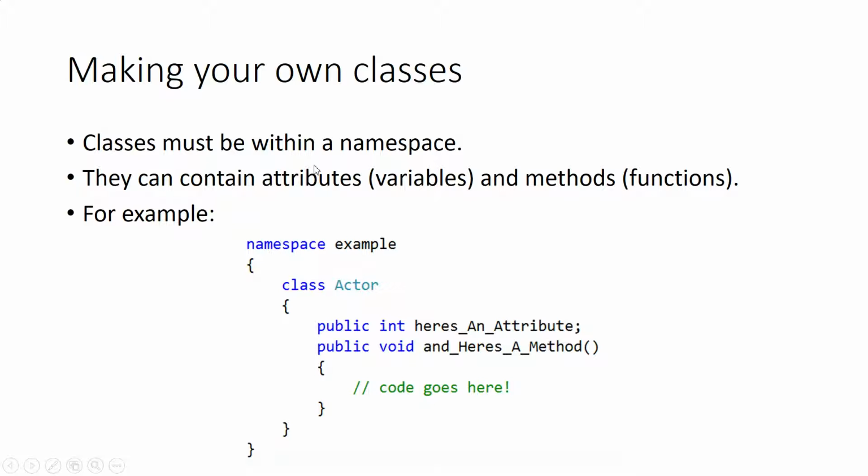Now, classes must be within a namespace, any namespace, but if it's not in the same namespace as the code that tries to use it, then you'll need a using command. Classes can contain attributes, which is basically variables, and methods, which are basically functions. A bunch of other stuff can go in there as well, but that's the two main things we're worried about at the moment. For example, a namespace could contain a class, which then contains a variable and a method, which of course contains code, which is the ultimate goal, I suppose.